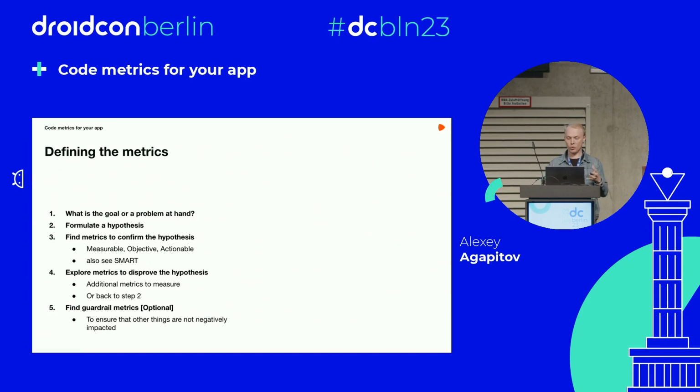And obviously, the metrics need to be measurable, right? So if you cannot measure it, how can you actually see the impact of your work? How can you see that the improvements you're making are actually improvements and not degrading something else? So maybe you improve the build times, but you make something else worse.